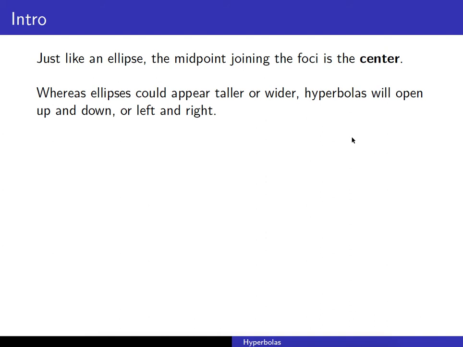So whereas ellipses could appear taller or wider, hyperbolas are going to open up and down, or they're going to open left and right. So the hyperbola version of a tall ellipse would be opening up and down. The hyperbola version of a wide ellipse would be opening left and right.